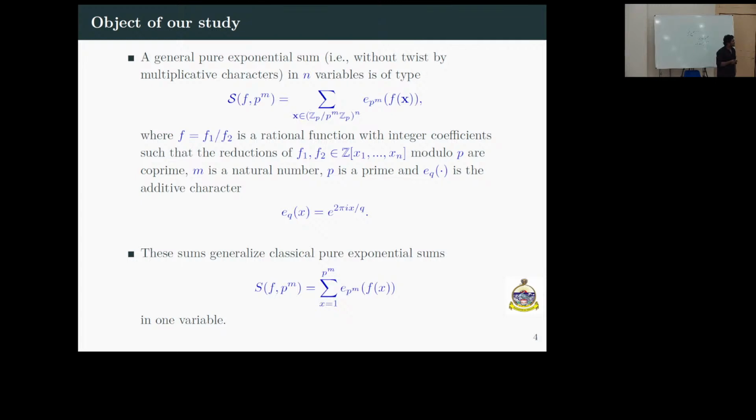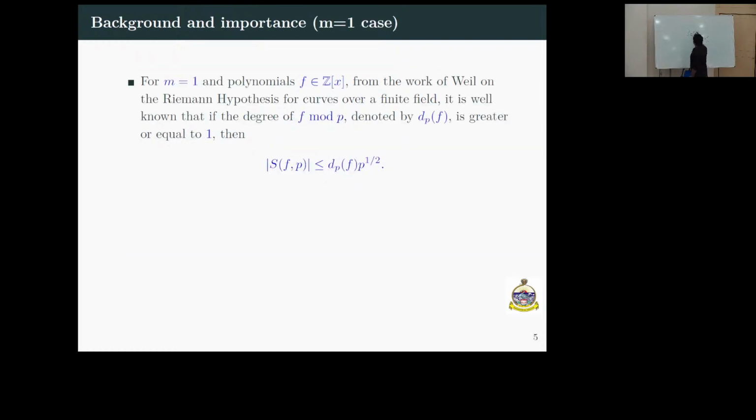And this is a generalization of the classical pure exponential sum, where instead of this n-tuple, we are taking only one x from 1 to p power n instead of x1 to xn, right? And you can see there is a twist written in brackets. Twist means if you take such sums, sometimes we twist by some characters. So there is a character here, and I am not defining those things properly. These are called Dirichlet characters over some polynomial I am taking. None of those things are used today.